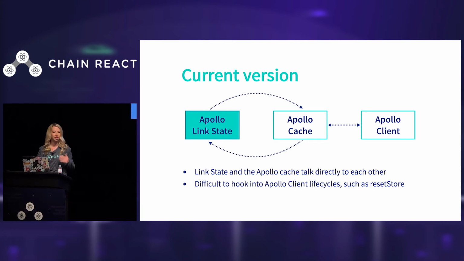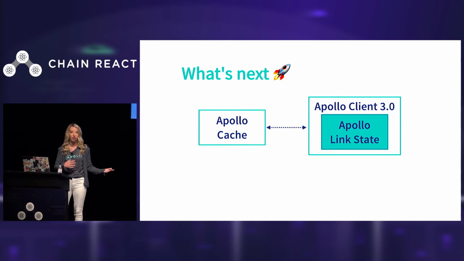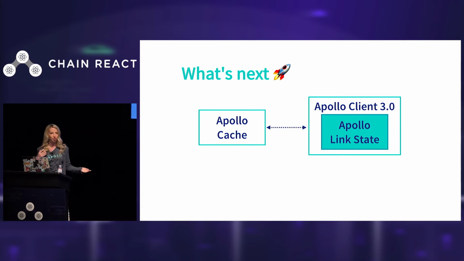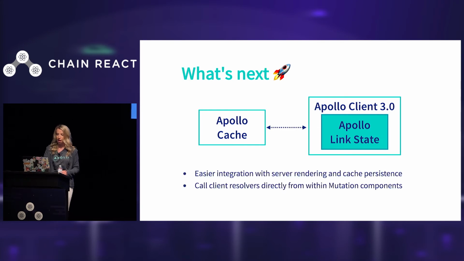So what's next? How are we going to take that feedback that we've gotten over the past 6 months and use it to improve local state management? We want to make it easier for Apollo Link State to hook into Apollo Client life cycles. So we're planning on integrating it into Apollo Client Core in the very near future. This might be Apollo Client 3.0, it might be a minor version bump. We haven't quite figured out all the details yet. But what we are sure about is that it will make integrations with server-side rendering and packages like Apollo Cache Persist way easier than it was before.